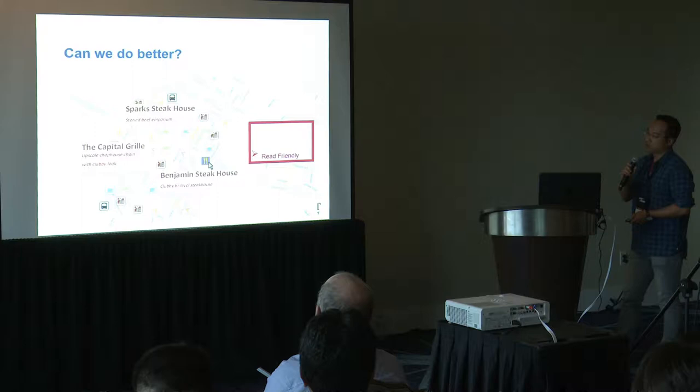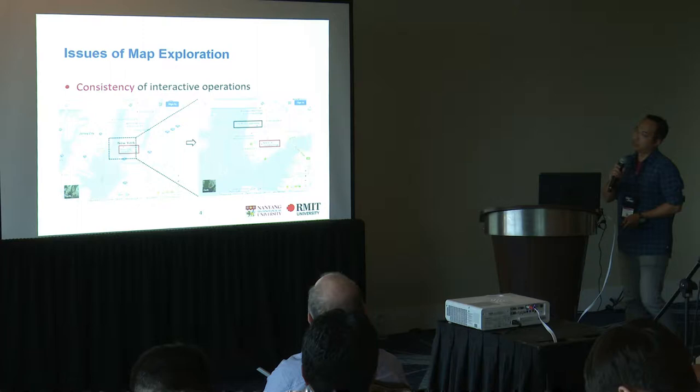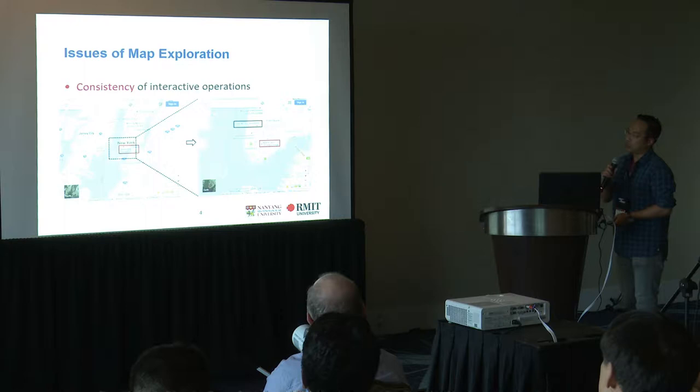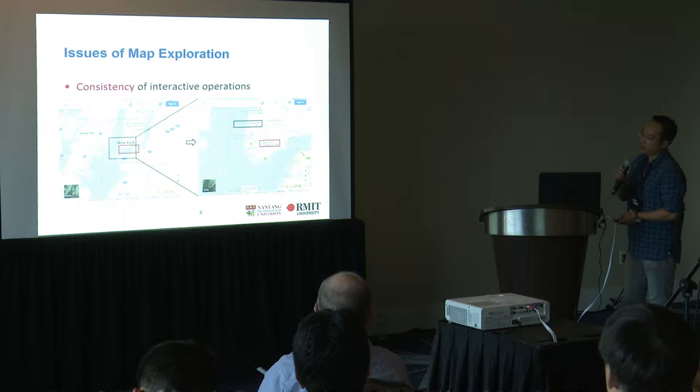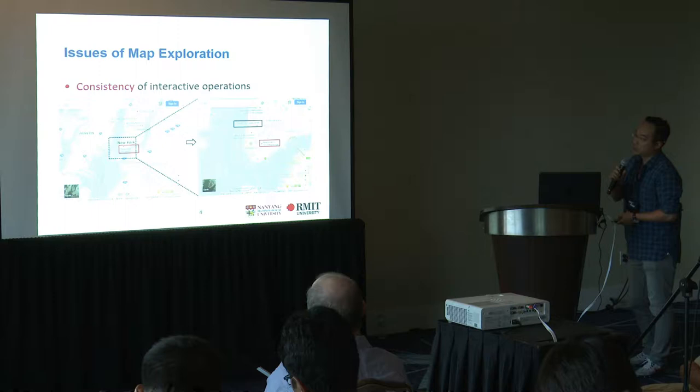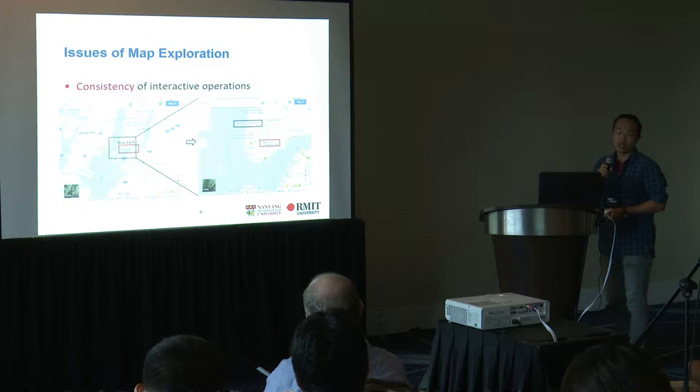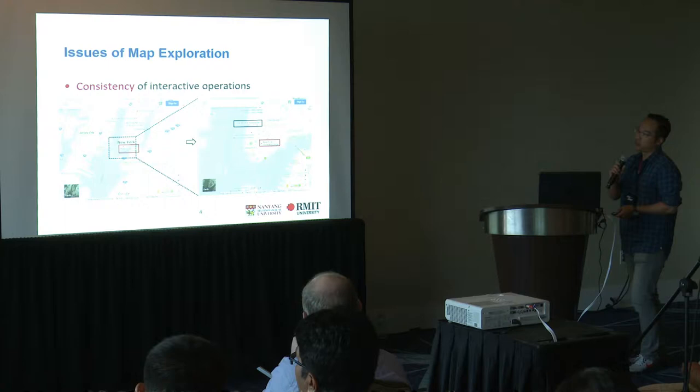So the problem here is that when playing with the maps, we should consider consistency. For example, this is an example from Google Map, and we have shown some items on the map, for example, the New York Stock Exchange here. By zooming in the map, something already shown on the map should be visible, and we should maintain the consistency after the user's operations.